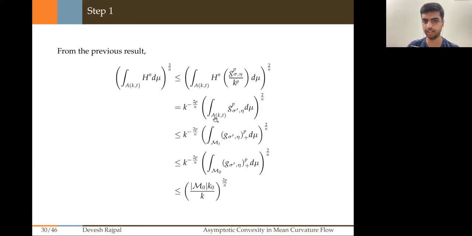The integral over A_K(t) is less than the integral over M_t. And if we again let our p large enough, sigma small enough, this integral is decreasing over time. So less than or equal to the integral over M naught. And we chose our k naught such that k naught was the supremum of this function with variations over sigma. So even for sigma prime, we can have a bound on this. So this is less than or equal to the volume of M naught times k naught divided by k, where k was coming from this part, raised to the power 2p by n.